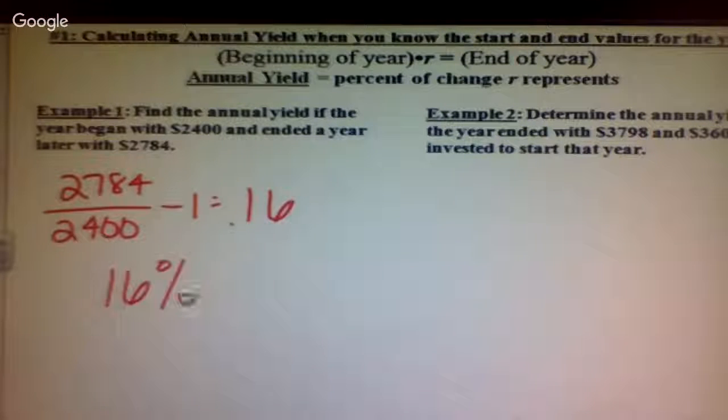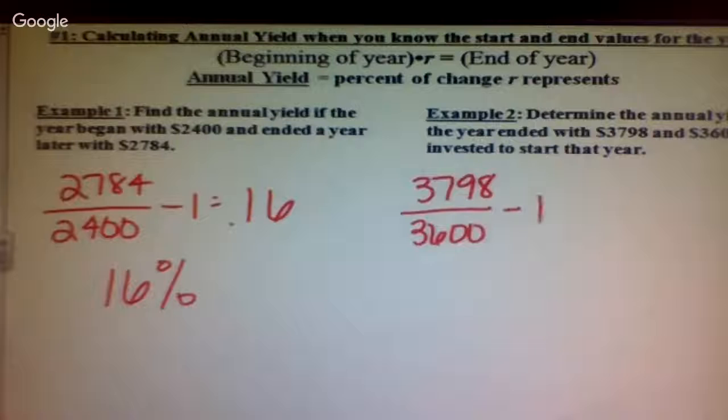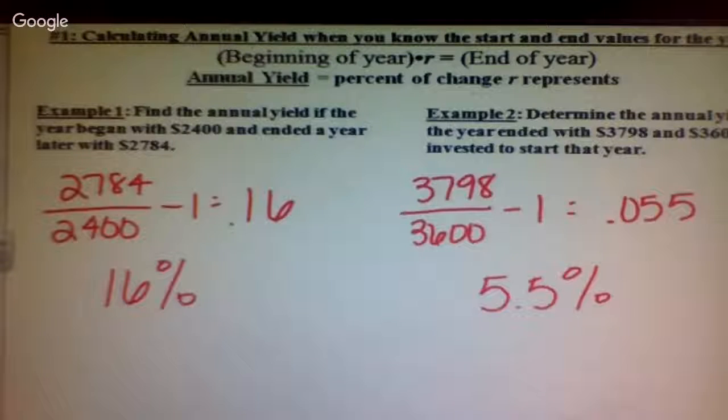So that's saying I've gained 16% of what I put in for the year. What goes on top in example 2? 3,798 divided by 3,600. Again, minus 1. What is it? 0.055 becomes 5.5%. I've gained 5.5% of what I put in.